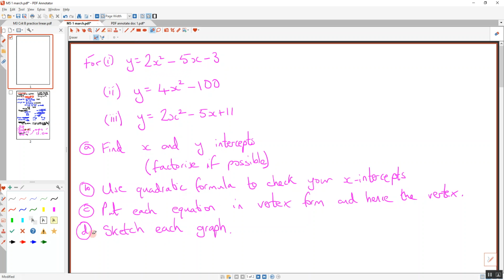Actually, before we get to the sketch, there's going to be another part. I want you to find the discriminant of each. Because if you're working out the discriminant, or using the quadratic formula, you're pretty much doing this anyway. And then your last part is the sketch.